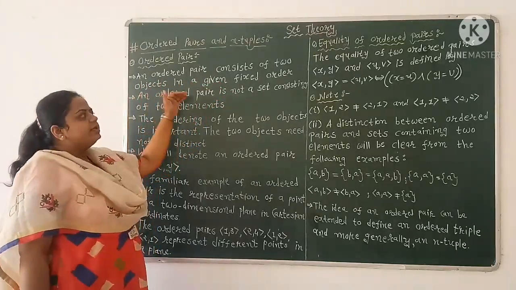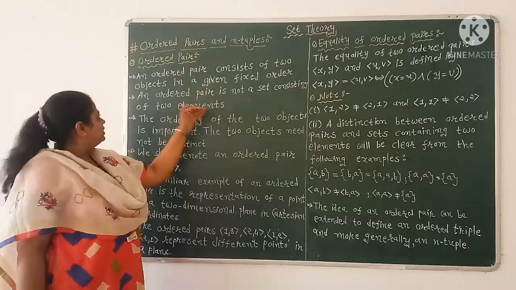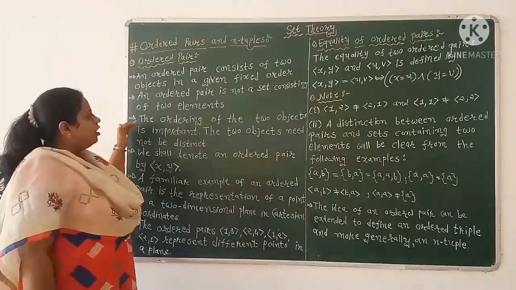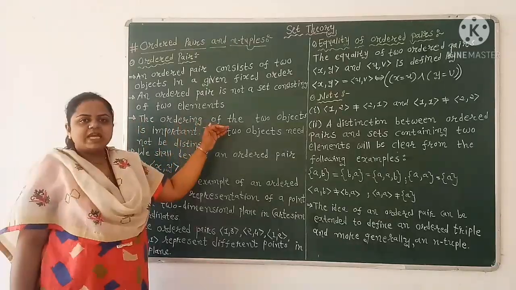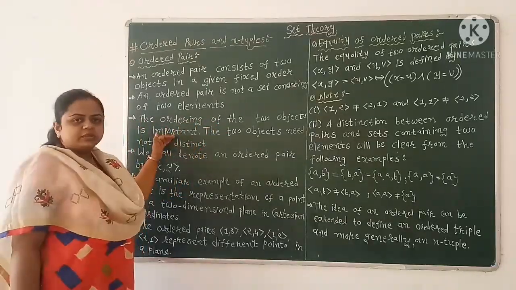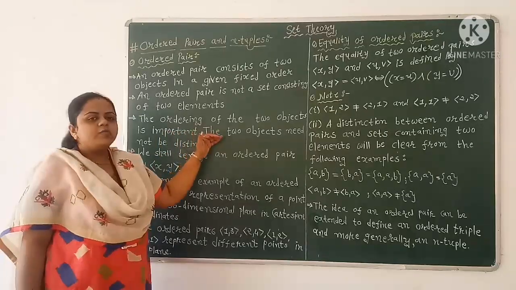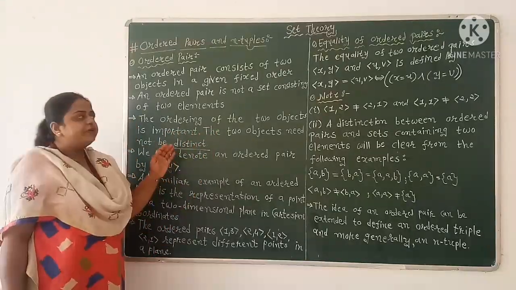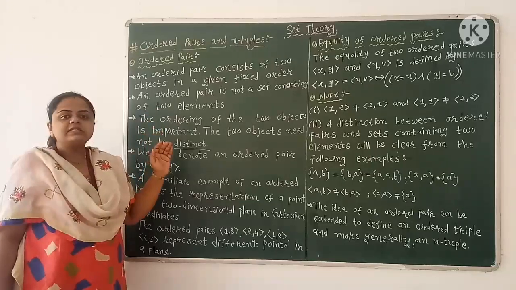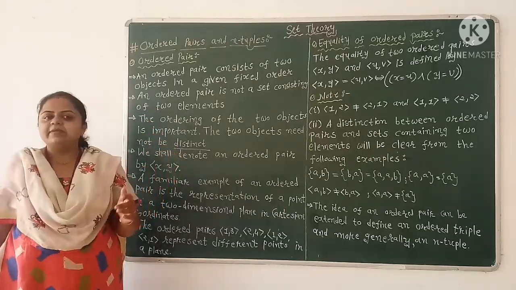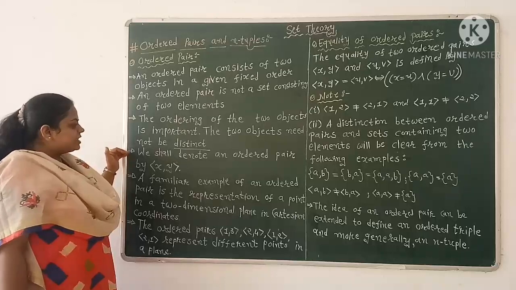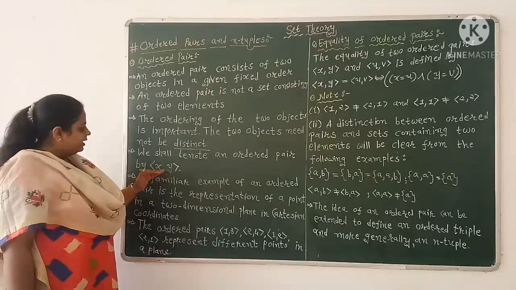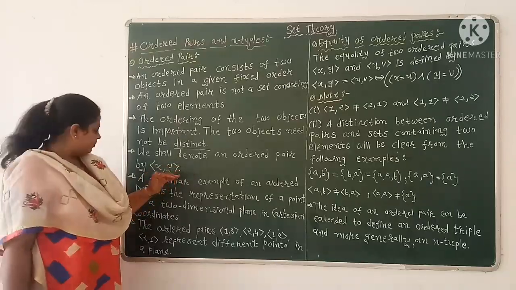An ordered pair is not a set consisting of two elements. The ordering of the two objects is important. The two objects need not be distinct, so we can have an ordered pair consisting of two same elements. We shall denote an ordered pair by (x, y).